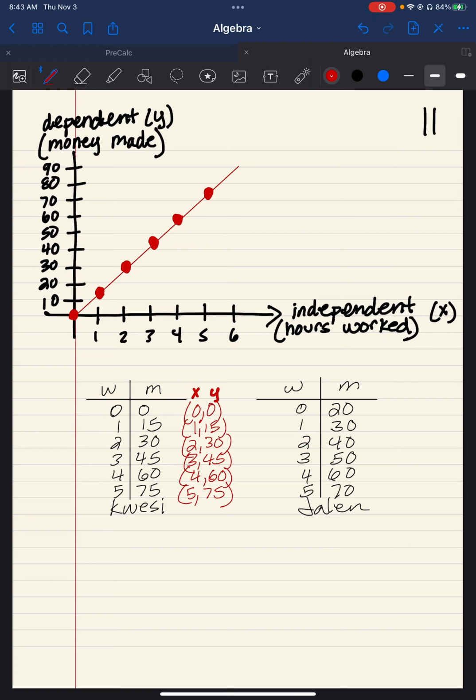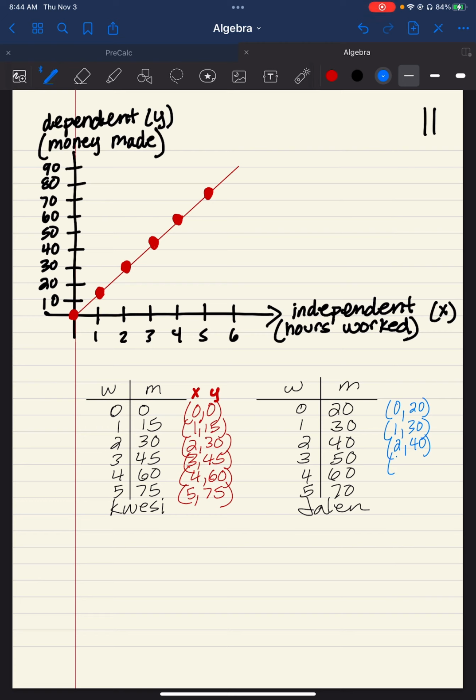So you can see that those are marking hours worked and how much money made. At the same time, they're measuring two things. And this is Quessy's line. But let's not forget about Jalen. So when Jalen works, his points are going to look something like this: 0, 20, 1, 30. And again, we're writing those two measurements together, and each of these partners is considered a point.